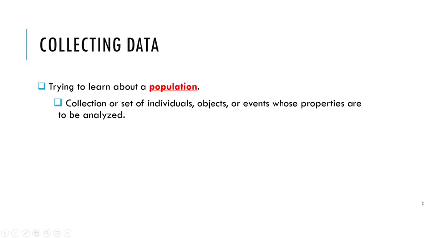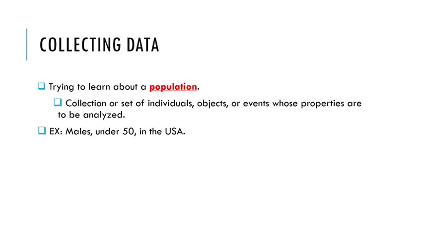Now, keep in mind when we're collecting data, as we've already mentioned, we're trying to learn about a population, but we haven't defined population yet. Population is defined as a collection or set of individuals, objects, or events whose properties are to be analyzed. And notice it's not just individuals, right? Because a population can be more than just people, and we'll look at some examples in a moment.